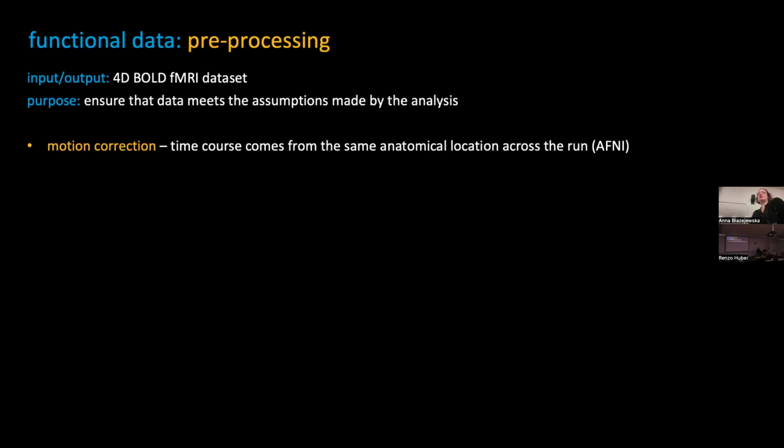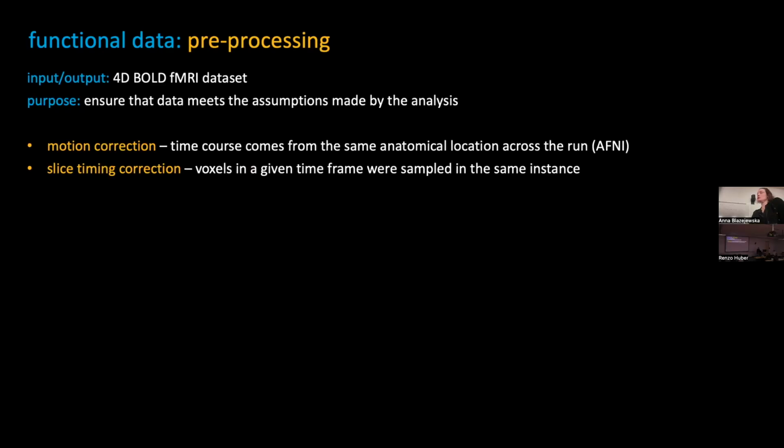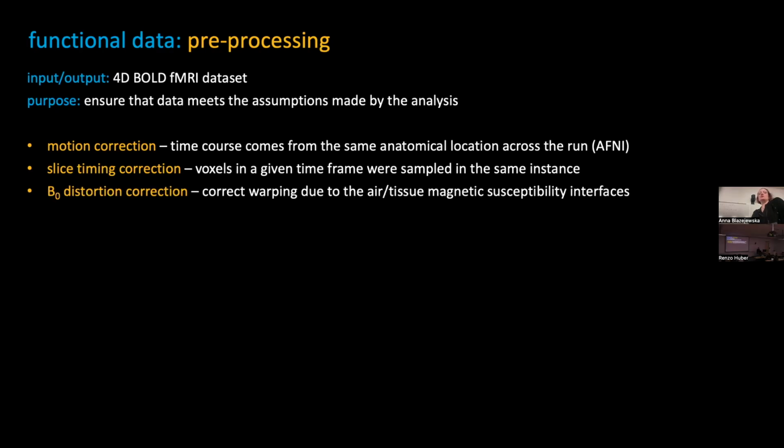In general, we're working on the 4D data, and what we're trying to do is to ensure that this data meets the assumptions that are made by analysis, such as that the time courses come from the same anatomical location, or that the voxels in a given time frame were sampled in the same instance, or that there is no warping and distortion to the images. Some people also do smoothing, but we'll talk about smoothing more. Some people hate smoothing. We actually don't do smoothing, but it can be helpful sometimes.